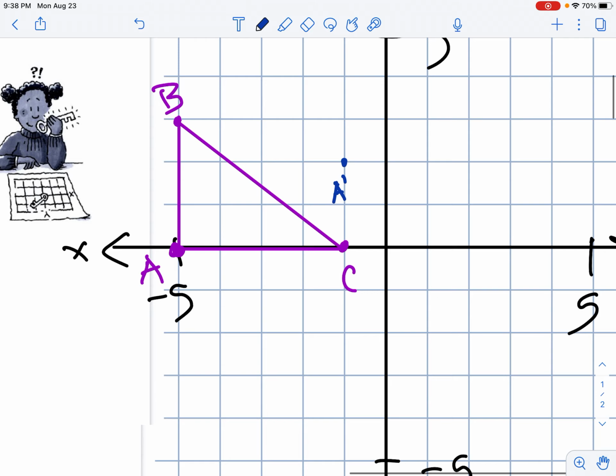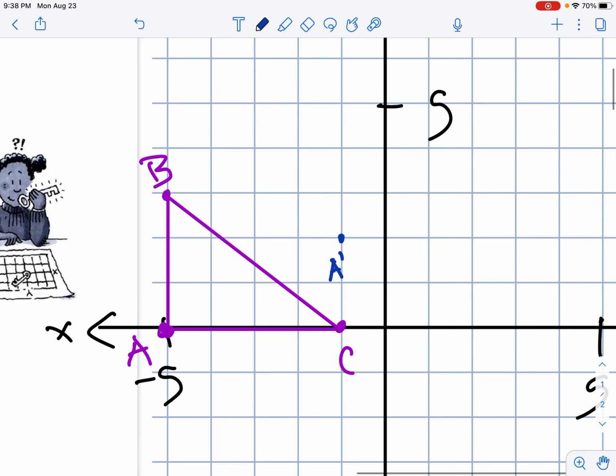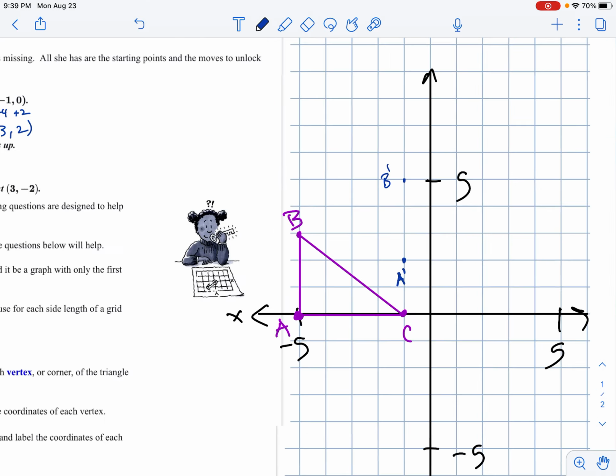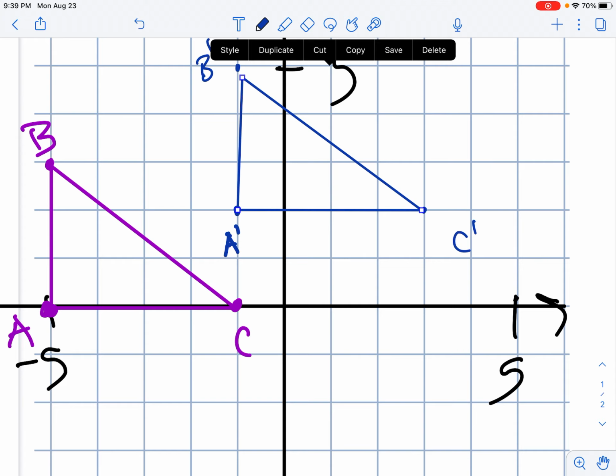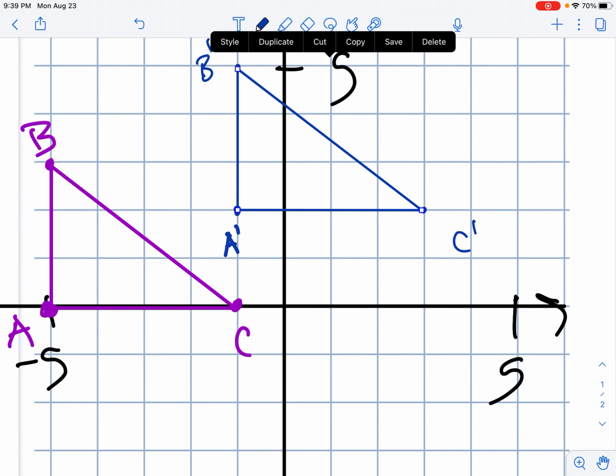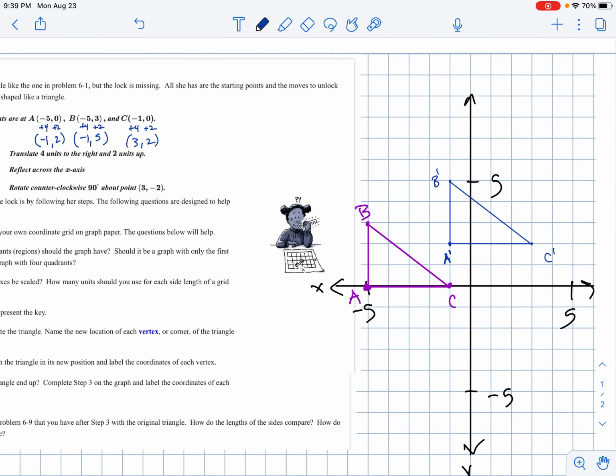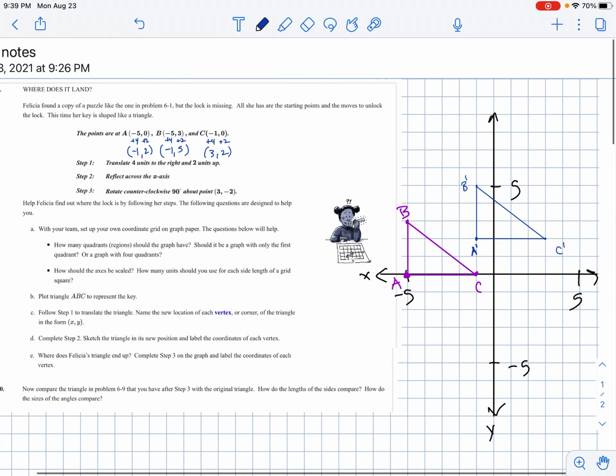-1, 5 is right there, and that's going to be my B prime. And then 3, 2 right there is going to be my C prime. And we could draw that triangle now. I didn't do it quite as well, so there, fix it. Okay, so that's step 1.